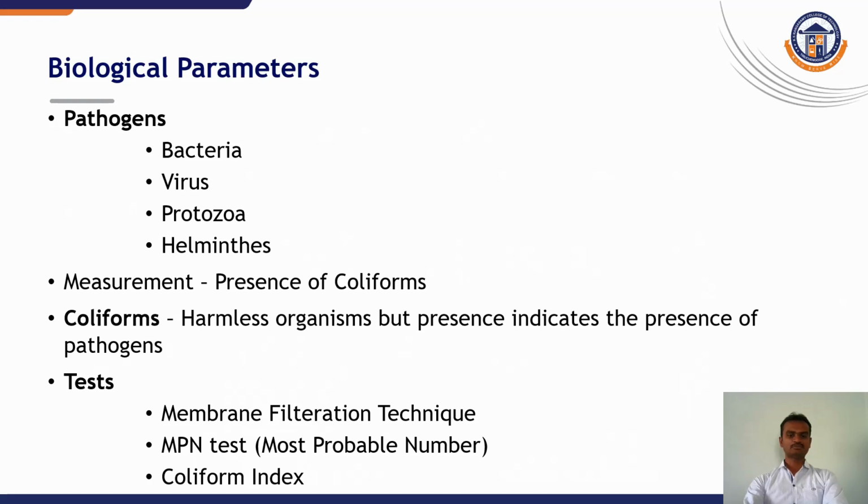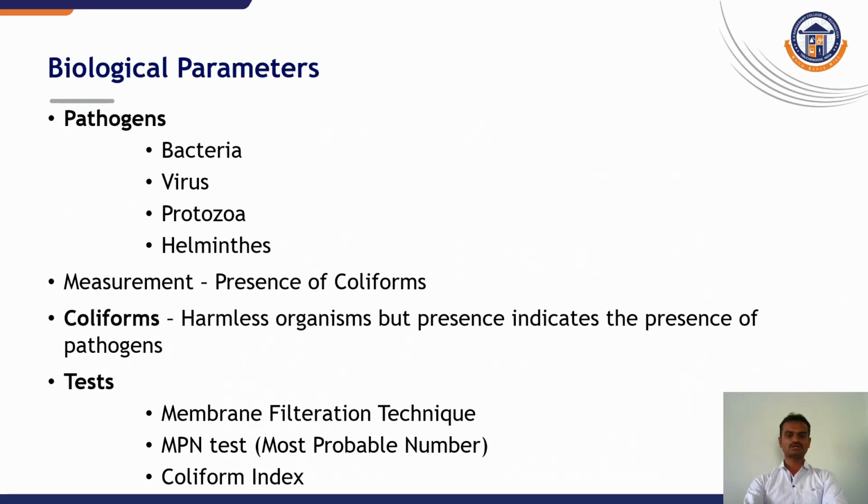Now let's discuss biological parameters which are the most critical when it comes to drinking water. Water can be a carrier of harmful microorganisms such as bacteria, example E. coli, virus, example hepatitis, protozoa, and helminths. These pathogens can cause waterborne diseases like cholera, dysentery, typhoid, and hepatitis.